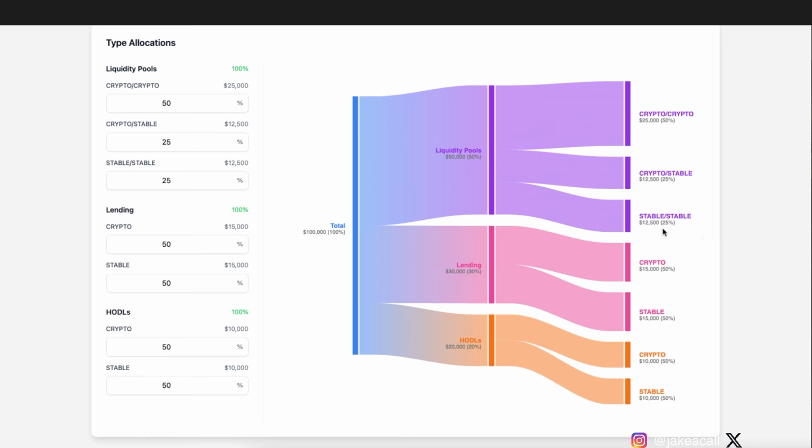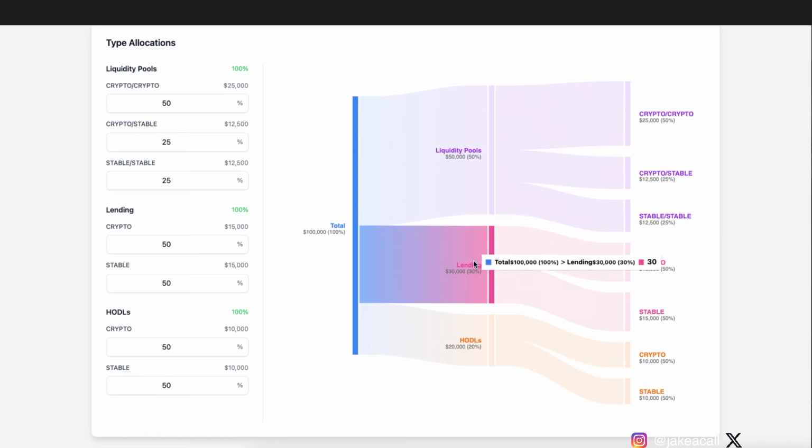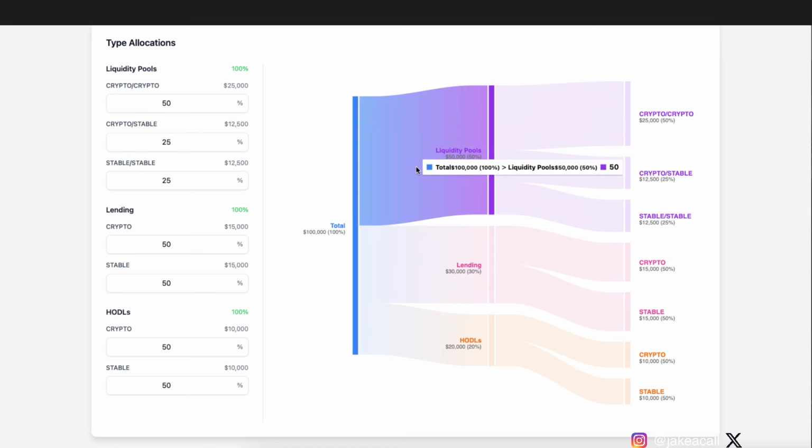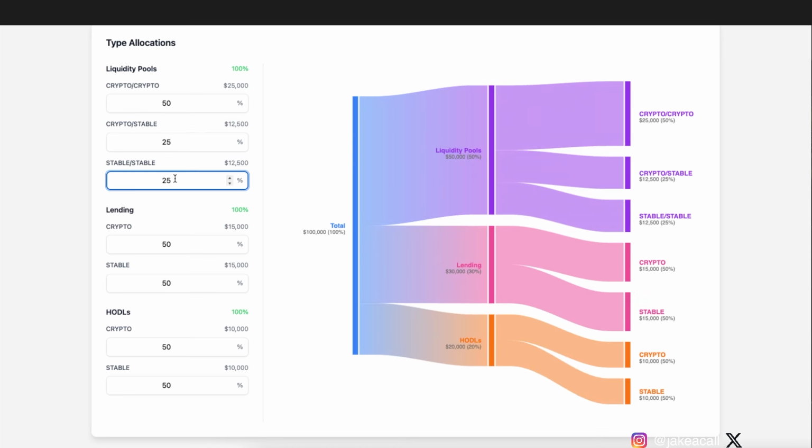Now that we've determined, hey, 50 grand of this $100,000 is going to liquidity pools, 30 grand is going to lending, and 20 grand is going to hodls. What happens next? What happens next is actually pretty funny. We make it even more simple.